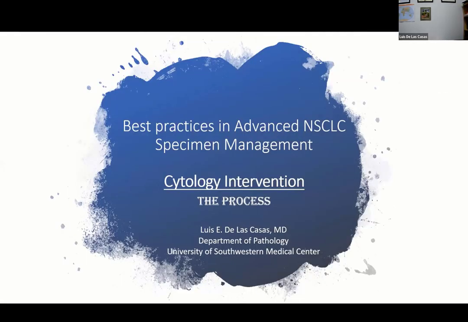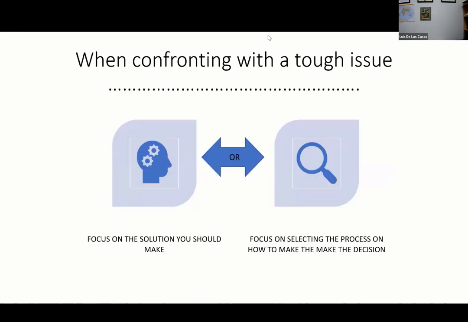During the next couple of minutes, we are going to share some concepts and models that I have used to optimize the diagnosis and procurement of tumor material during interventional procedures. When confronting a difficult situation, it is very good practice to focus on selecting the process on how to go, what to do, rather than on finding the solution using reasoning by analogy, which some people call intuition, which is very susceptible to errors that can lead to bad outcomes.